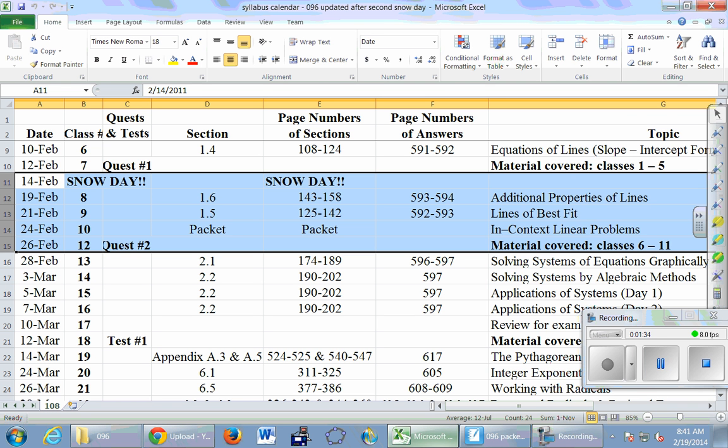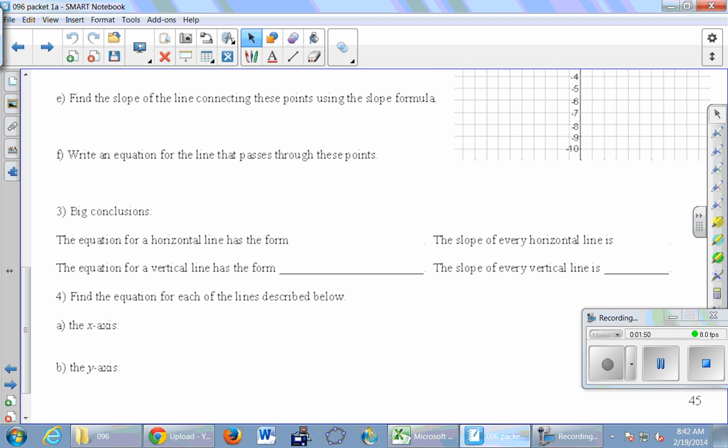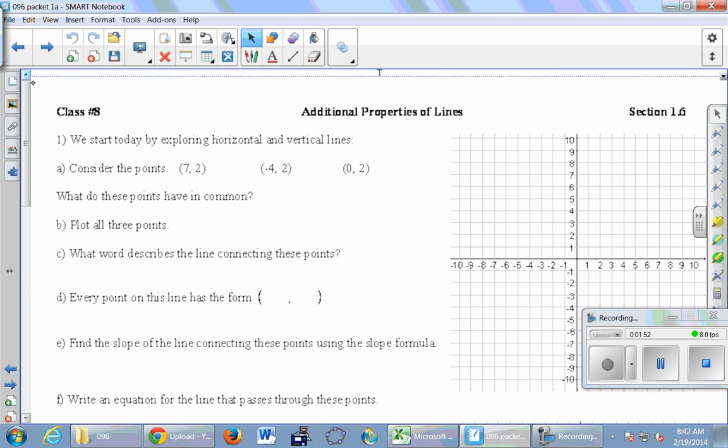So today we're going to talk about additional properties of lines. Next class we'll talk about lines of best fit, and then the third class from now is in context linear problems. You can see lines are the next 3 days, and in context means word problems. So let's jump in here on page 45. We'll go up here at the top.